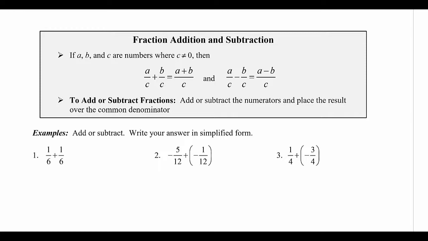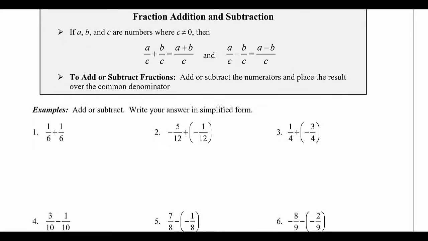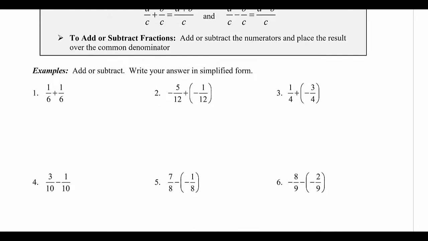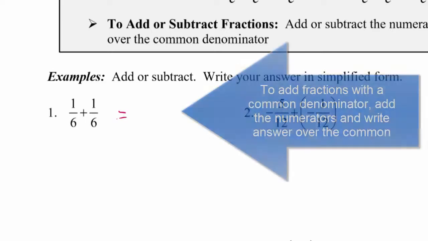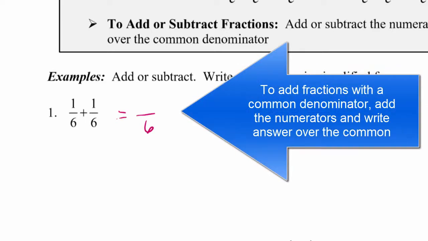But when you add and subtract fractions, we need to have a common denominator. In this video, our fractions do have common denominators. So take a look at our first example. It says 1/6 plus 1/6. So notice that the denominator is 6. Both fractions have the same denominator. So to add fractions that have the same denominator, you're going to keep the denominator and you're going to add the 1 plus 1 to make it a 2.